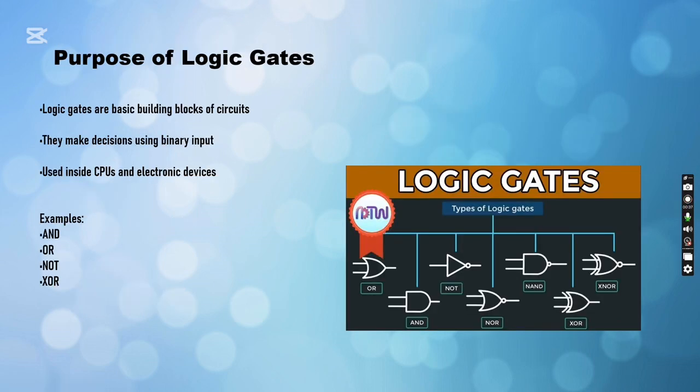Purpose of logic gates. Logic gates are basic building blocks of circuits. They make decisions using binary input. Used inside CPUs and electronic devices. Examples: AND gate, OR gate, NOT gate, XOR gate.